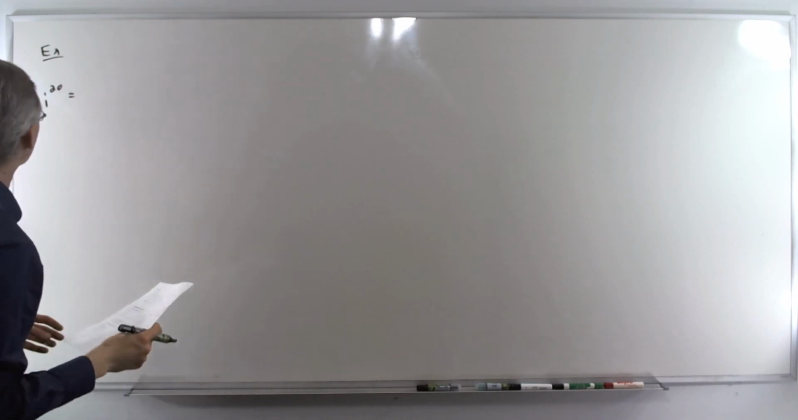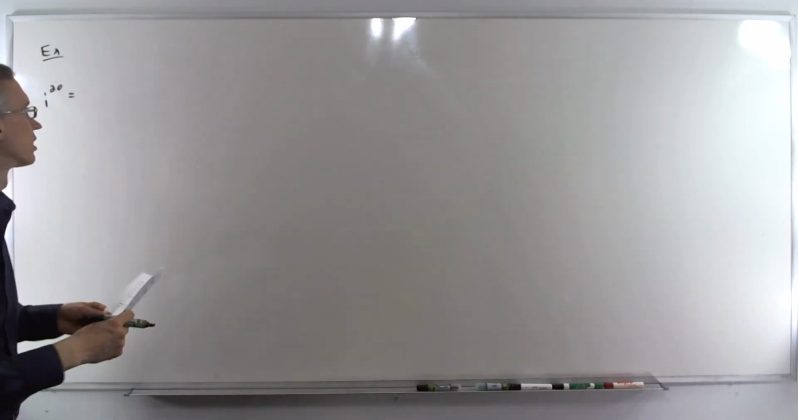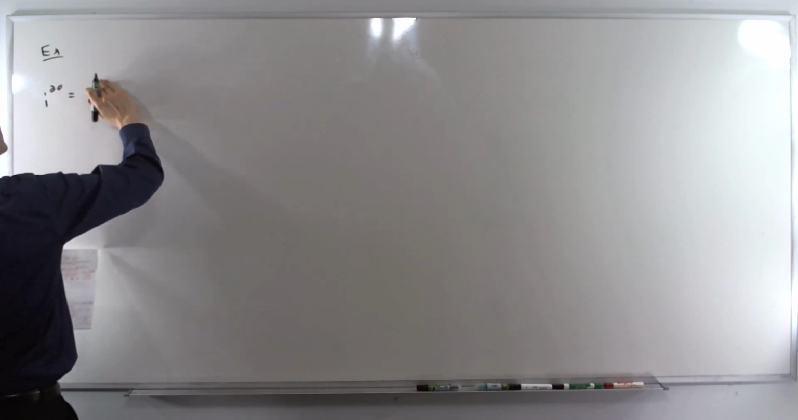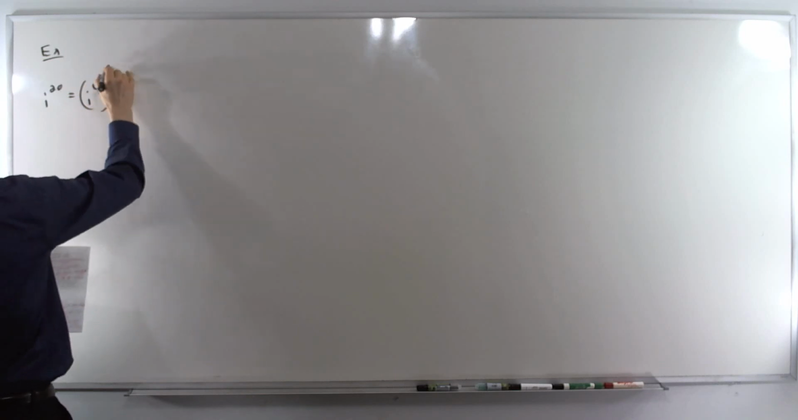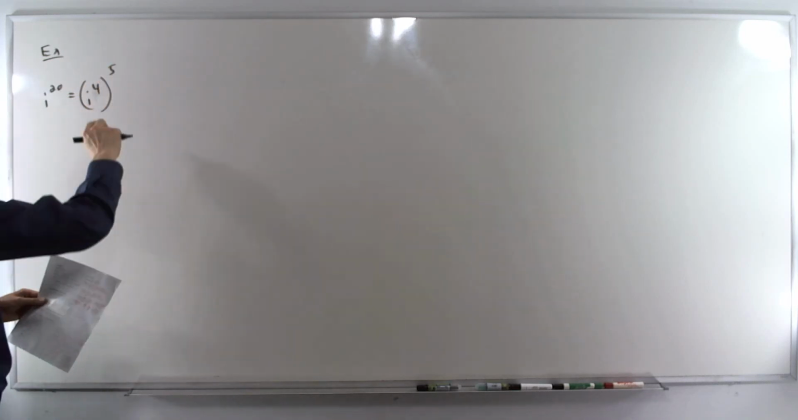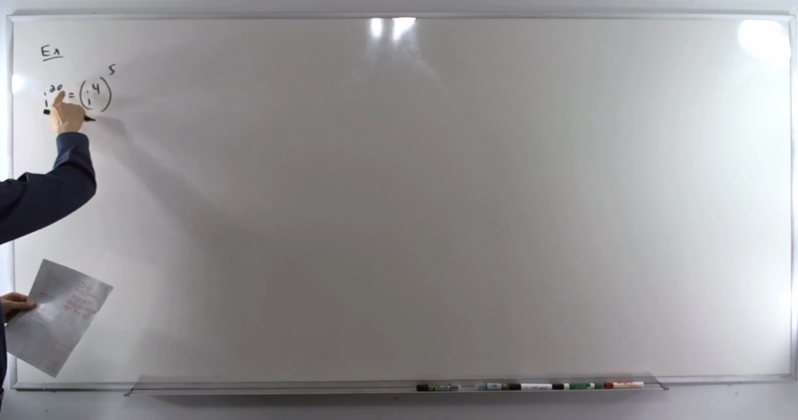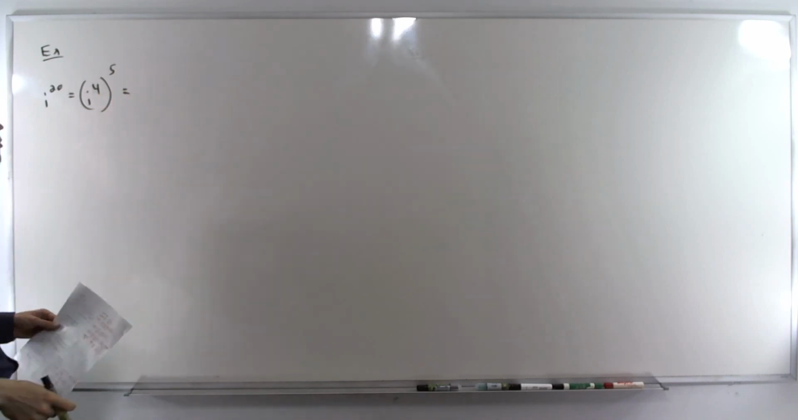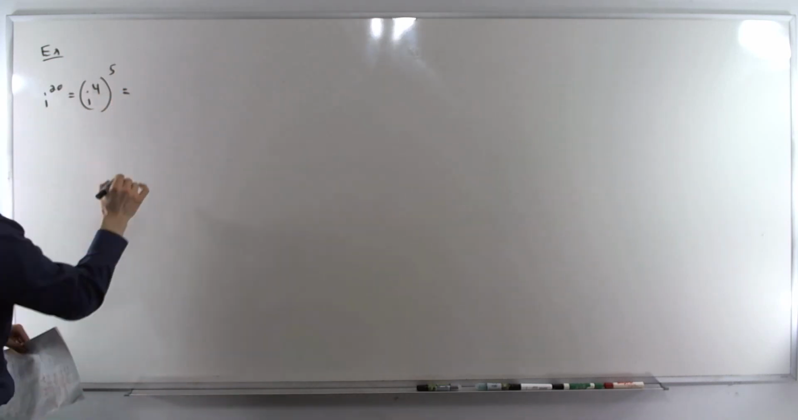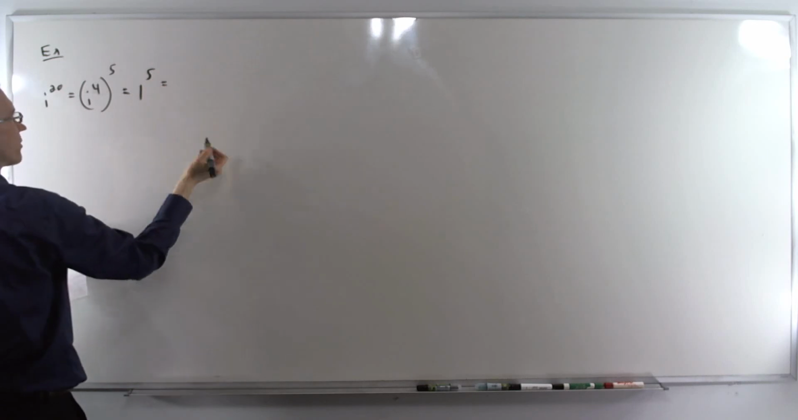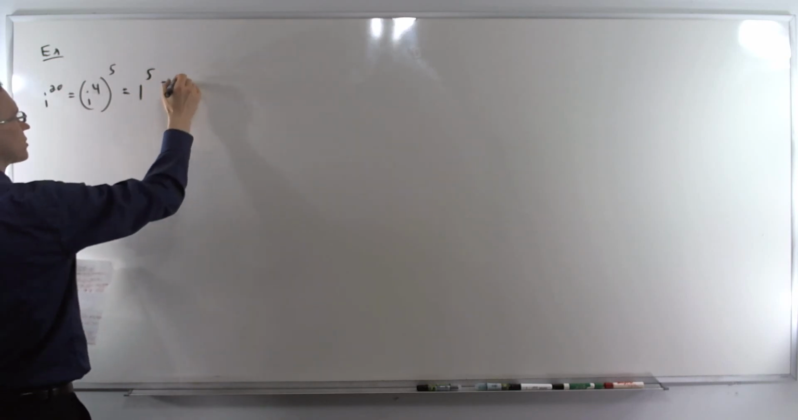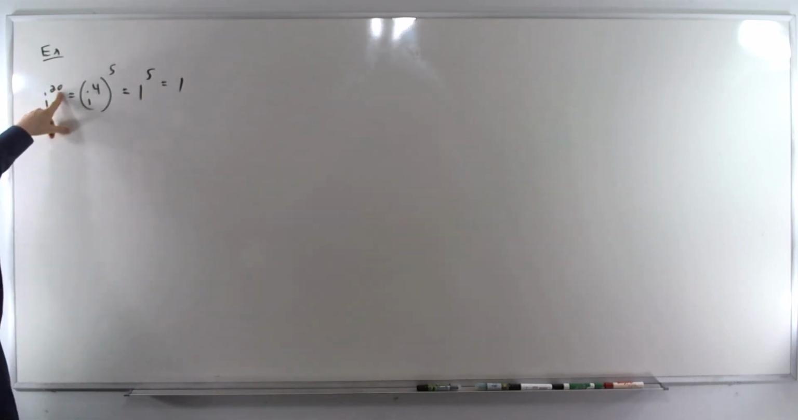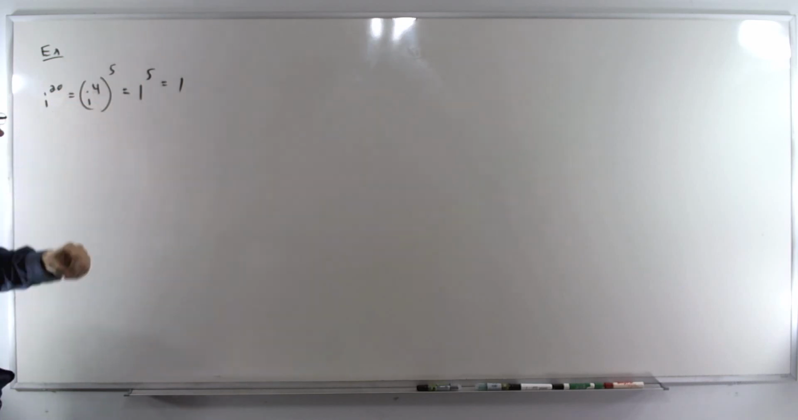Alright, i to the 20th. Now this one's a multiple of 4, so we can rewrite this as i to the 4th, to the 5th power. Remember, with power to a power, we multiply the exponents. So just take 20 and divide by 4, and that'll give you the outer exponent. Now, what was i to the 4th? That's 1. So now we have 1 to the 5th, and 1 to any power is just 1. So that's how you can simplify any exponent of i that's a multiple of 4.